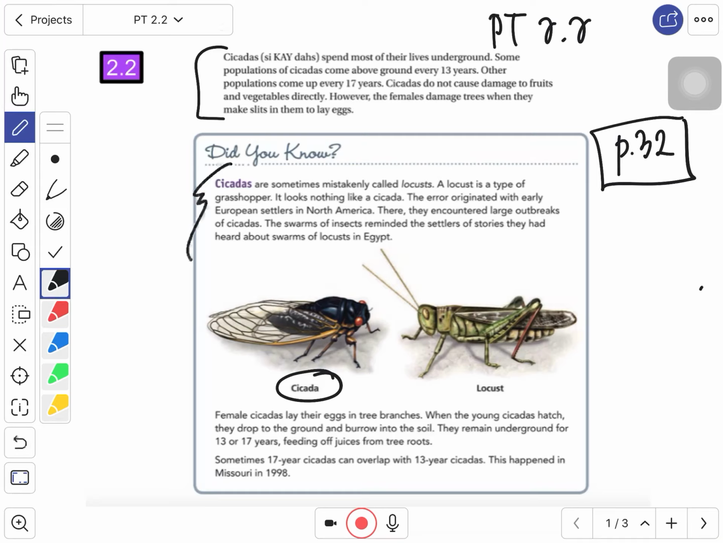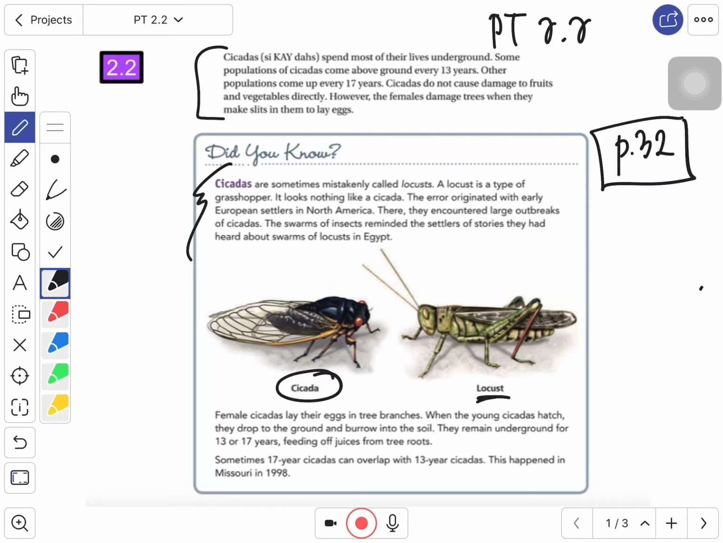Then right here, it's just kind of a "did you know" section with some interesting facts. It says cicadas are sometimes mistakenly called locusts. This is what a locust looks like over here. A locust is a type of grasshopper. It looks nothing like a cicada. So you can see in both pictures how they actually look very different from each other.